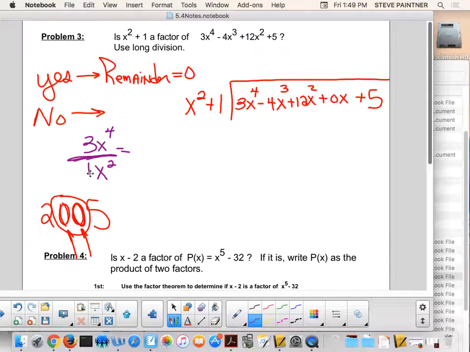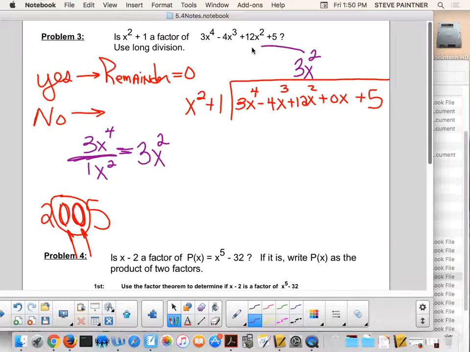Okay, so my first question is 3x to the 4th divided by x squared. Wouldn't that be 3x squared? Yes, it is. Have you figured out the secret with exponents? 4 minus 2 is 2. That's all it is, just subtraction. So this 3x squared goes above the 12x squared, above the same term.